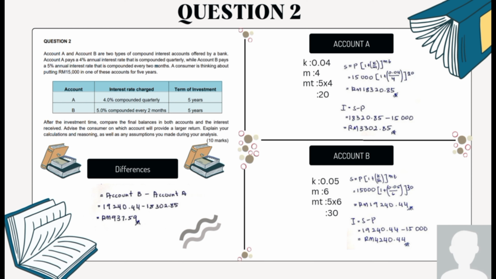So we must use the future value from account B minus the future value from account A, and then we got RM 937.59.